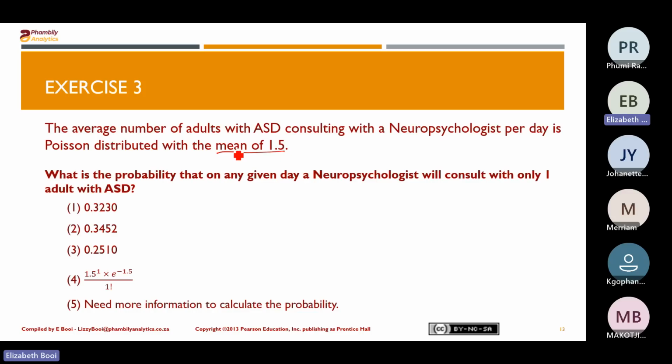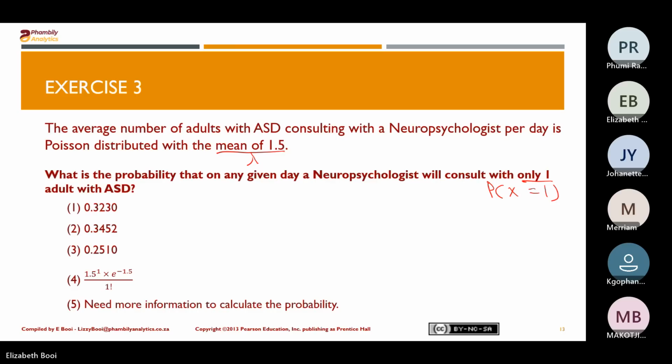What is our lambda? That's the first thing you do. You always have to identify the facts given in the statement. So you identify that this is your lambda, the mean equals 1.5. So it means we need to find the probability of x equals 1, as we dealt with previously.